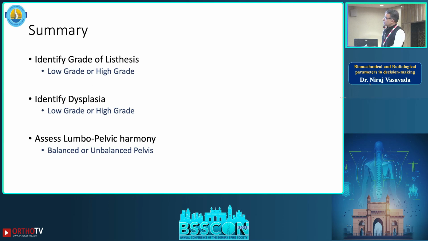So in summary, whenever you plan a treatment for high grade spondylolisthesis, first identify the grade of listhesis, and decide whether it is low grade or high grade. Decide the dysplasia, whether low grade dysplasia or high grade dysplasia. Assess lumbopelvic harmony, whether it is a balanced or unbalanced spine. Try to restore the balance, try to decompress the nerve, and always try to achieve a good solid fusion, whichever technique you are employing for your surgical treatment. Thank you so much.